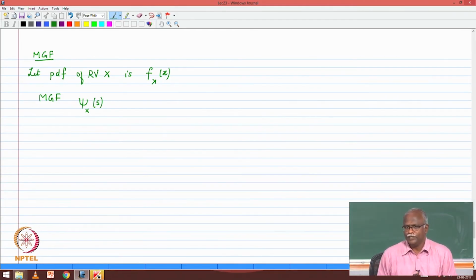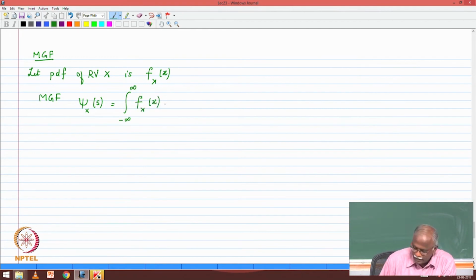And you may wonder, does this mean you are doing a Laplace transform? The answer is yes, it's kind of a Laplace transform. I'm sure many of you are nodding. But we have to interpret it. Basically, s is just a variable. This is given as the integral from minus infinity to infinity, over the range of the random variable x, of fx of x, e to the power sx, dx.